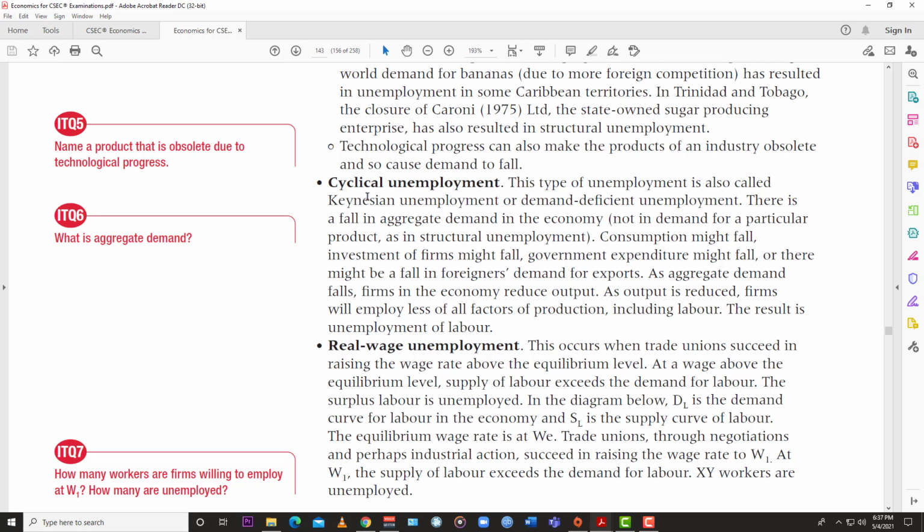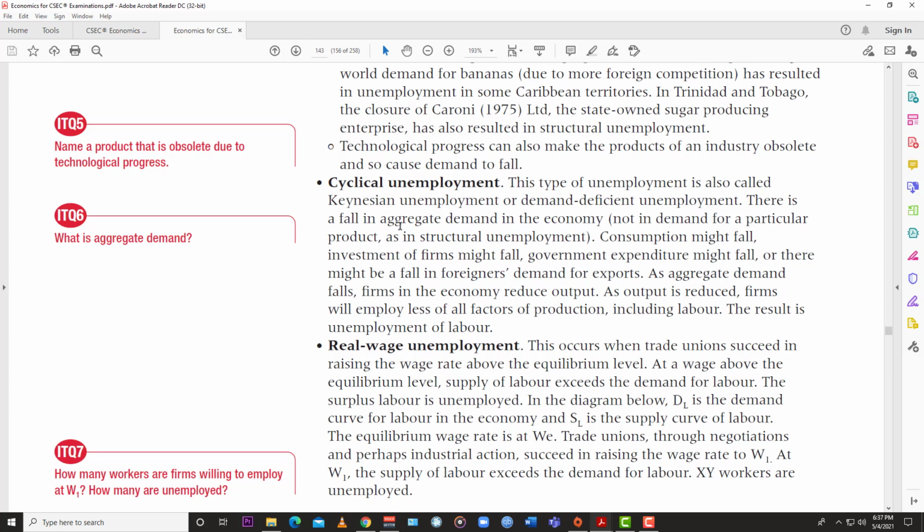So when you get older, if you go to CAPE and do economics, you're going to learn about John Maynard Keynes. He's one of the pioneers in certain fields of economics. He's basically the father of modern day economics, the Keynesian cross, things like that. So a lot of the graphs you're learning are from Keynesian economics. So yes, also called Keynesian unemployment or demand deficient unemployment.